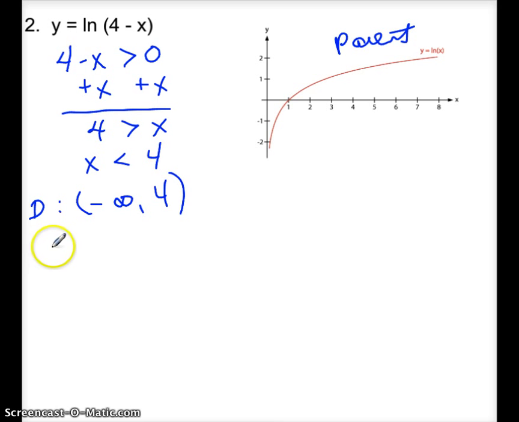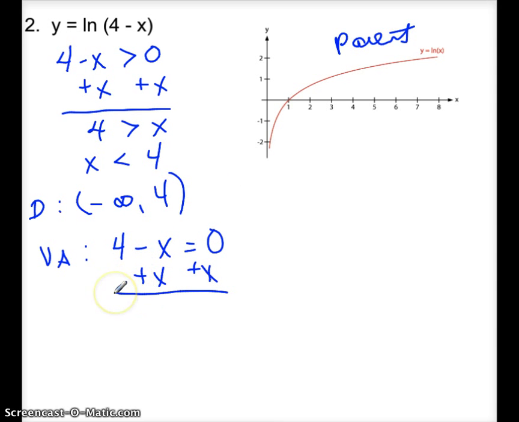Remember that the vertical asymptote will always line up with the endpoint of the domain. So our vertical asymptote should be x is equal to 4. Let's see. If we set 4 minus x equal to 0, 0 is the value of the vertical asymptote of the parent function, we do get that the vertical asymptote is x equals 4.